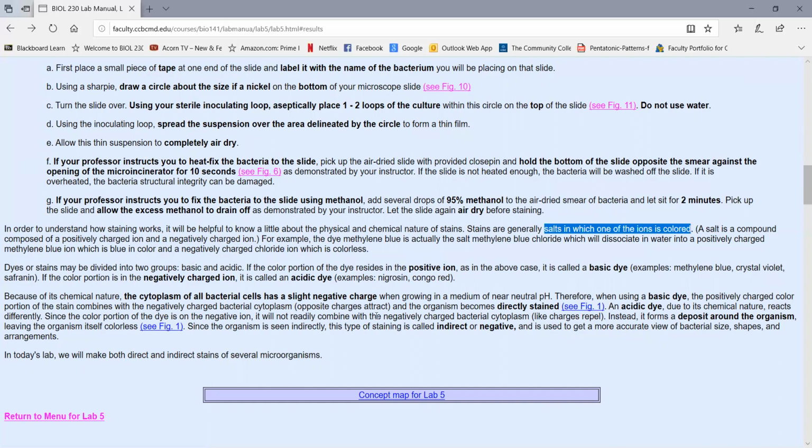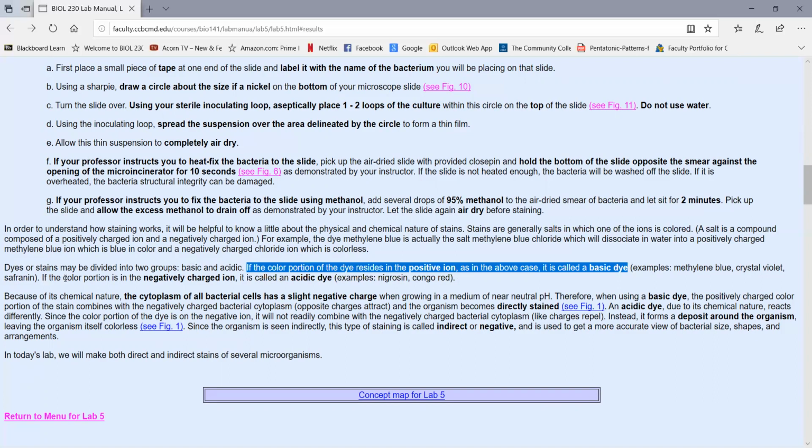And there are 2 basic groups or types of stains called basic dyes and acidic dyes, depending on where the color is. If the color portion of the dye is in the positively charged ion, then we call that a basic dye. The color is in the positive ion. And most of the dyes we use are basic dyes like methylene blue, crystal violet, and safranin.